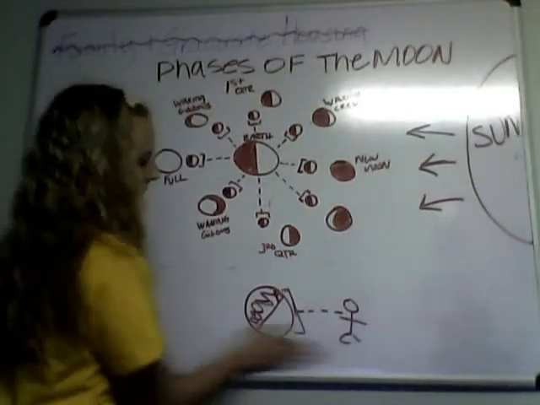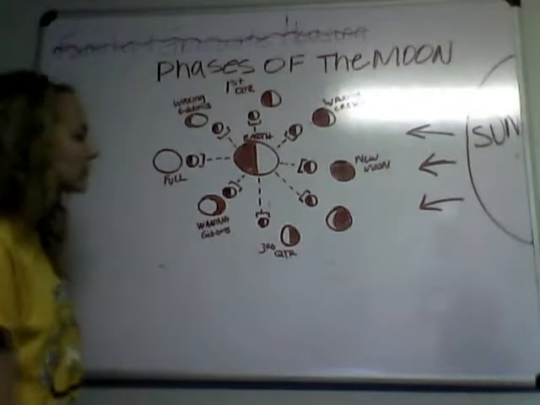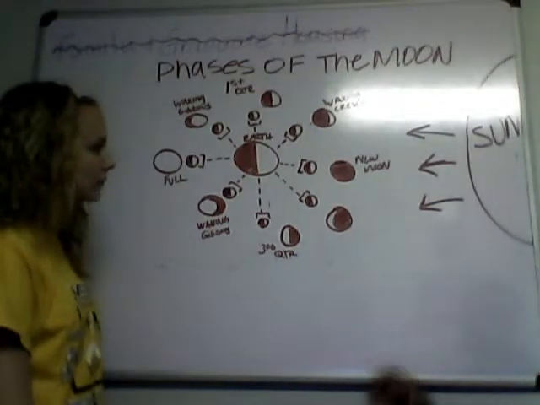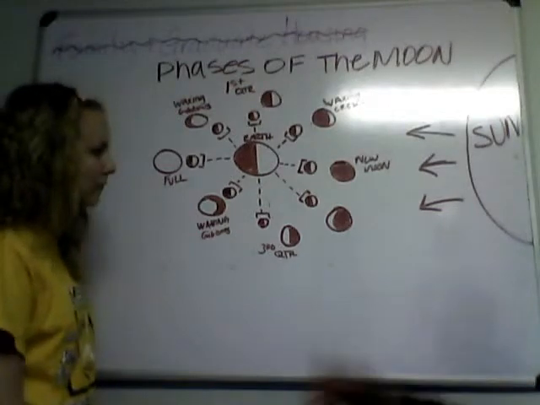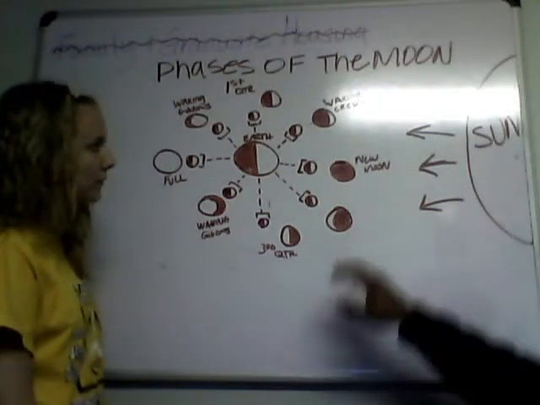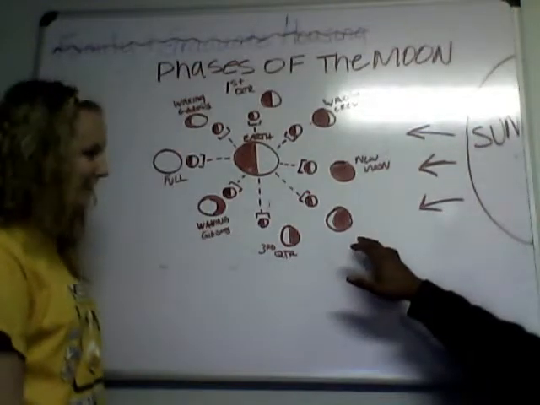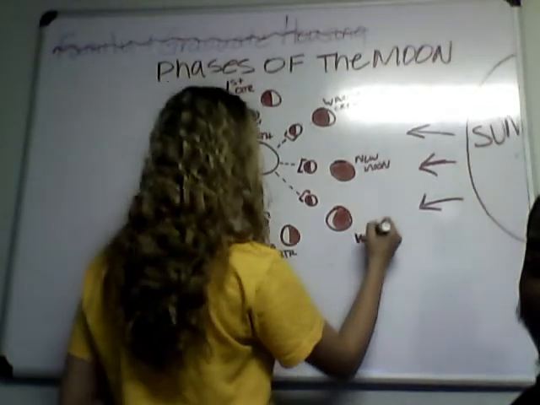Then we've already talked about the third quarter moon and how we're seeing exactly half, except we're going to see the moon increasingly darker. We went over that with the first quarter moon. So now we're going to go over to the waning crescent. Forgot to label that one.